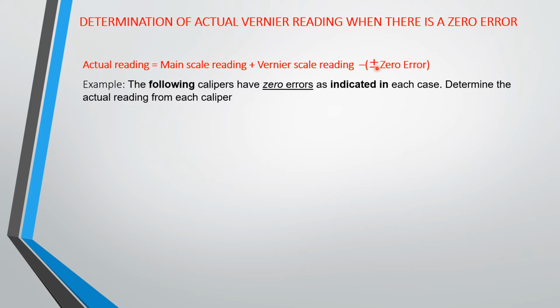Now, your zero error can either be positive or negative. Which means that if it is negative, you know that minus minus is plus, so you are going to add the zero error. But if it is positive, minus plus is minus, so you are going to subtract the zero error from your main reading to give you the actual reading of that particular Vernier scale. So right here we will go and take some examples so that we will drive home the point that I've just discussed.